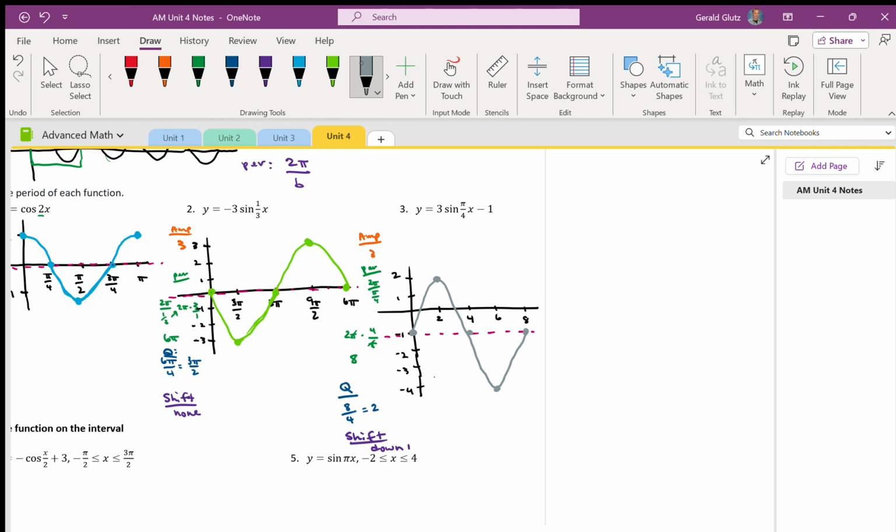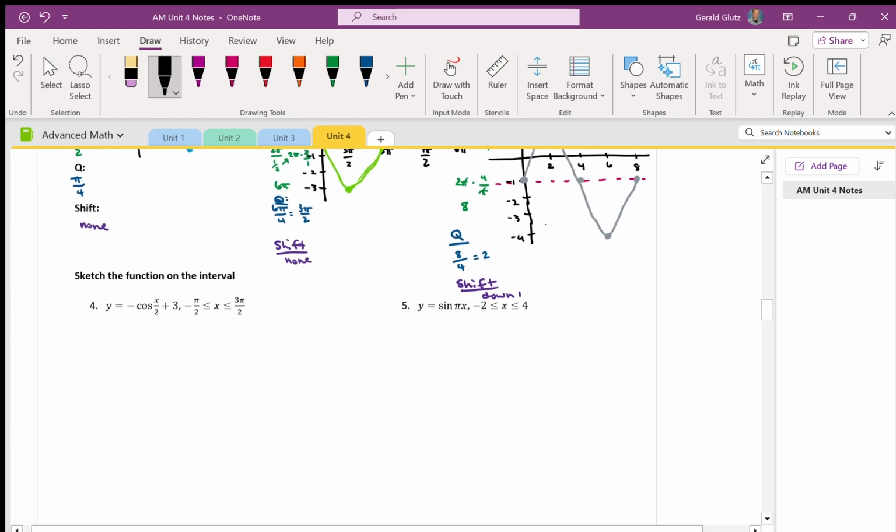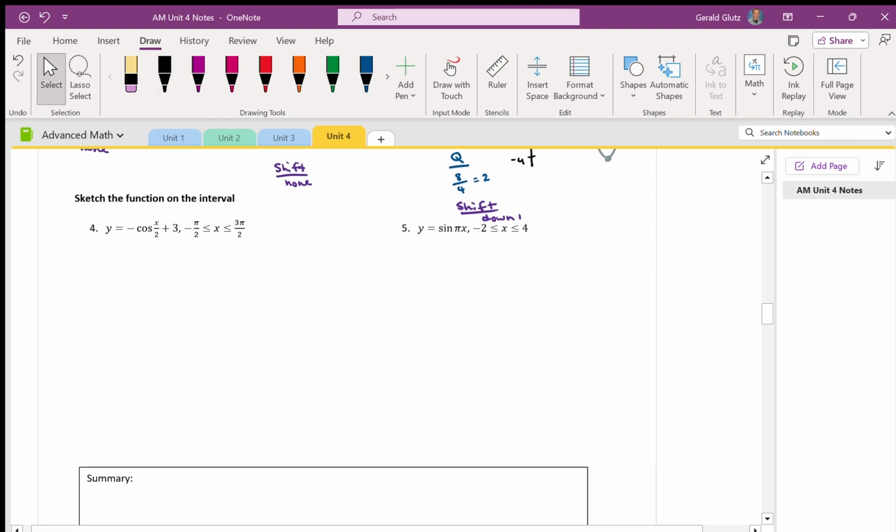So nothing really changed in the way I graphed this. We just didn't have a pi in the period, which happens sometimes, and that's okay. Sometimes you'll see restrictions placed. So sometimes the restrictions will make you graph more than one period. So we'll see what this one looks like, or these two.